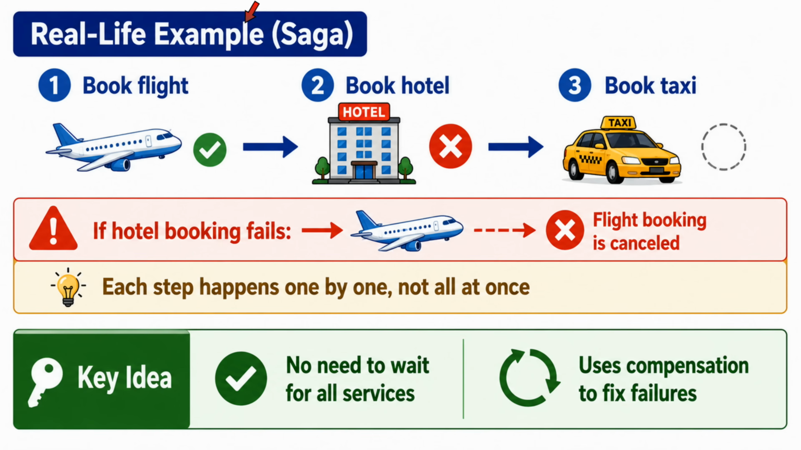Now we will see the real life example of Saga pattern. Imagine booking a trip. You book the flight, you book the hotel, you book the taxi. Now imagine hotel booking fails. Then the system cancels the flight booking. Each step happens one by one, not all at the same time. This is how Saga pattern works.